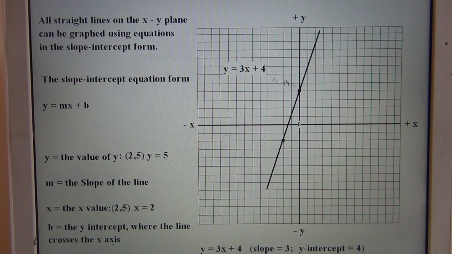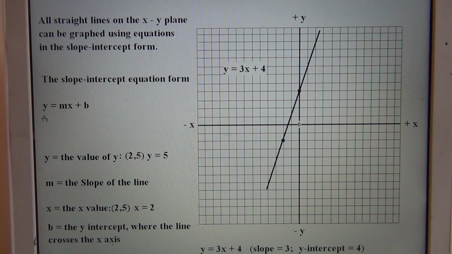All straight lines on the xy coordinate plane, and in the real world also, can be graphed using equations in the slope-intercept form. Now, don't get blown away by this fancy terminology. It's a fairly easy concept. The slope-intercept equation form looks like this. Y equals m times x plus b.